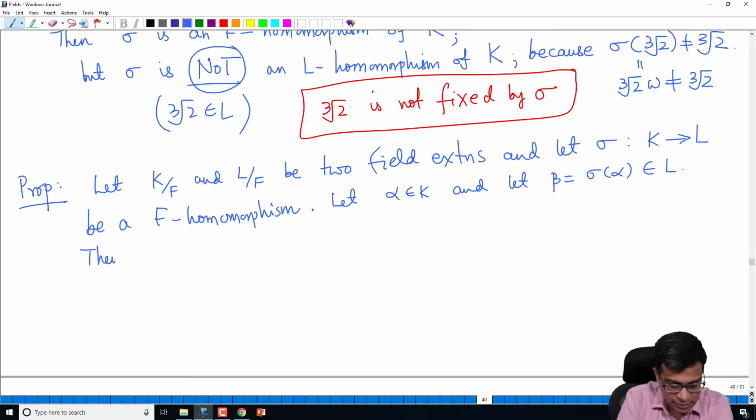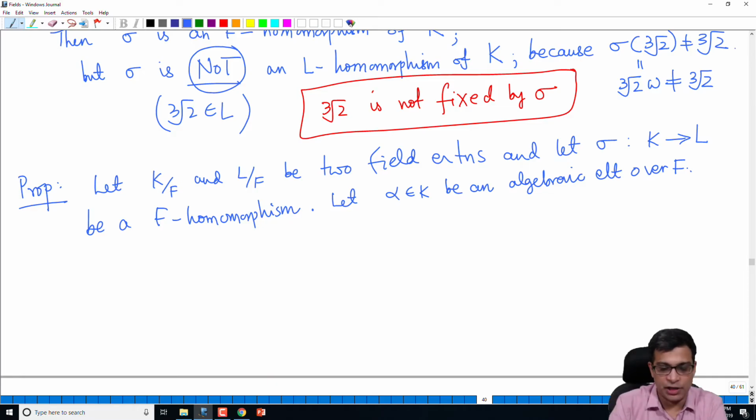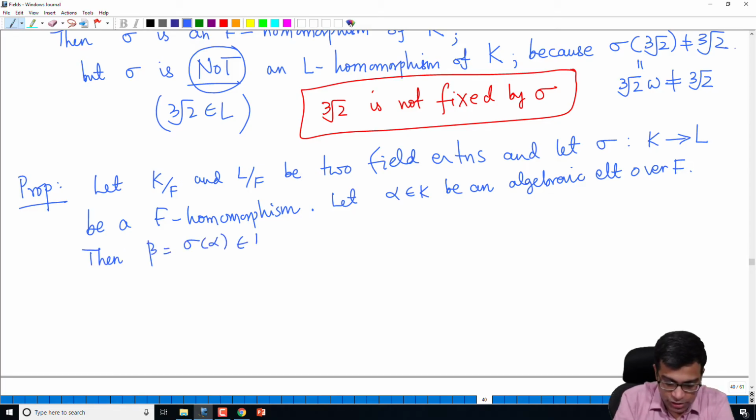Then the proposition says the irreducible polynomials. Okay, so I should write here, let alpha be an algebraic element over F. Let us take an algebraic element. I am working in general with an arbitrary field extension which may not be algebraic, but alpha needs to be algebraic. Then beta, which is sigma alpha and which is in L, is also algebraic over F.